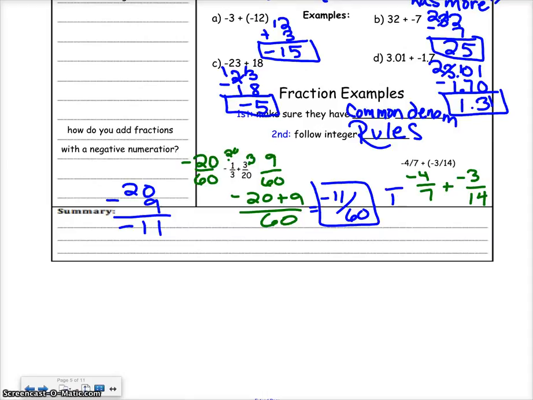So I'm just going to turn the 7 into a 14. So I times by 2. I'm timesing the top by 2. That gives me a negative 8 on the top. So now I'm left with negative 8 plus a negative 3 all over 14. Are they the same or different? Same. Same, so I add them up, keep it negative. Negative 11 over 14.